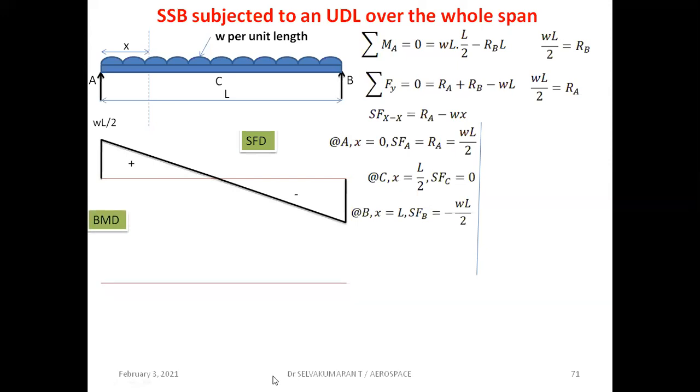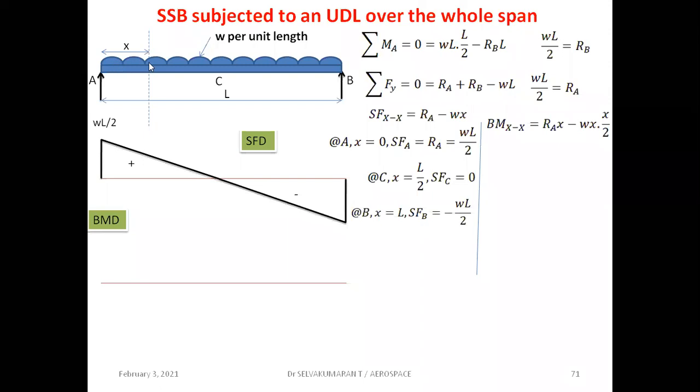Now write down the bending moment expression to plot the bending moment diagram. So BM at XX, to the left side of the section: force into perpendicular distance, RA into X, clockwise positive. And the UDL multiplied by run length, W into X, gives anti-clockwise, so minus W into X, which becomes a Newton, acting at a distance of X by 2. So X by 2 is the moment arm or perpendicular distance. Newton into meter, Newton meter, which is the unit for moment.